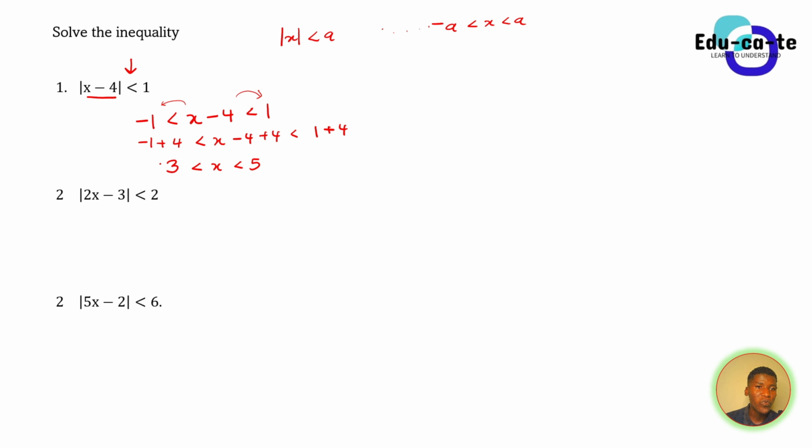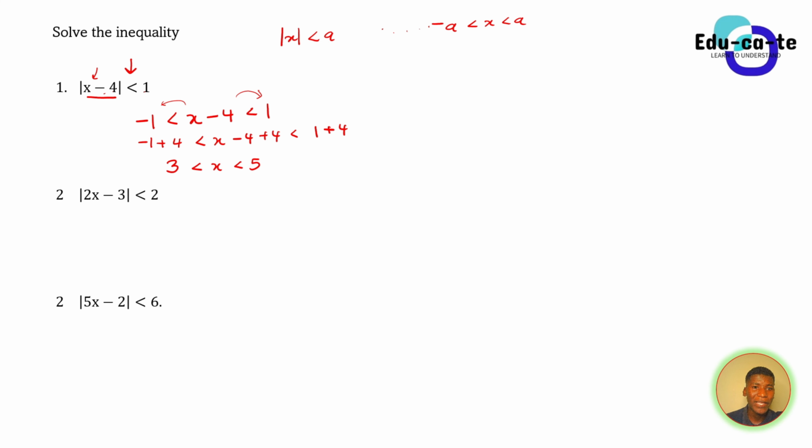So for you to get a value that is less than 1, you need to put an x value that is between positive 3 and positive 5. You can test this by picking values. For example, if you pick 4 and you put 4 here, you're going to get the absolute value of 4 minus 4, which is 0. And 0 indeed is less than 1. You can confirm if your inequality is correct.